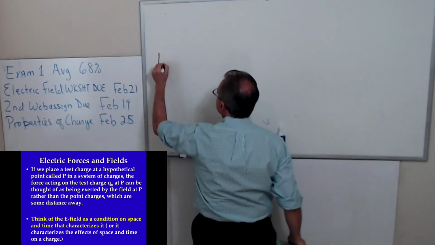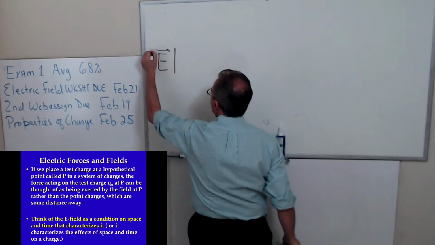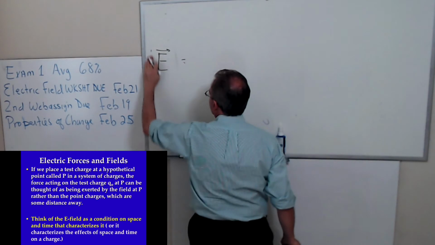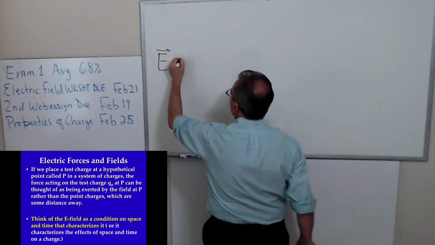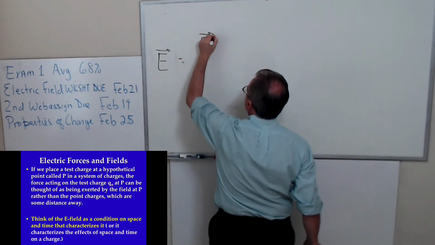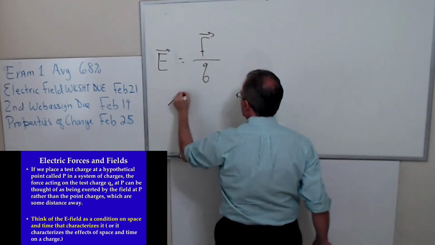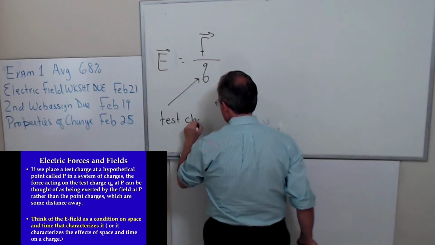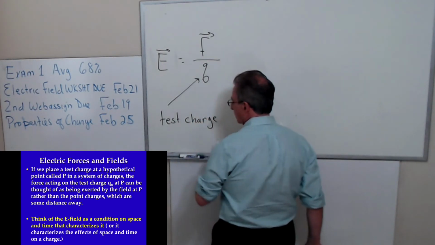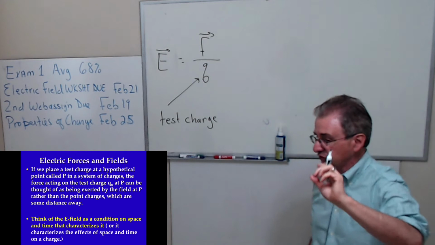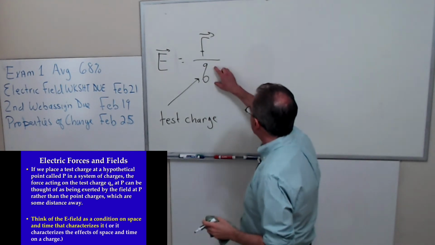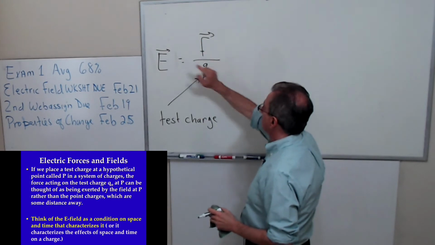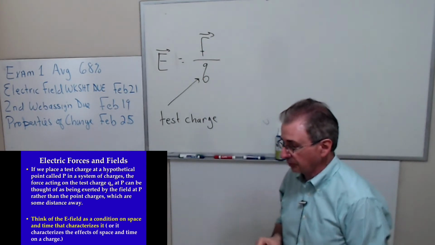We defined the magnitude of the electric field. Or actually, let me do it this way. The electric field is the force per unit charge experienced on a test charge. That's called a test charge. We call it a test charge because we're going to assume that it's small enough so that the charge doesn't affect the electric field produced by whatever charge distribution you have.